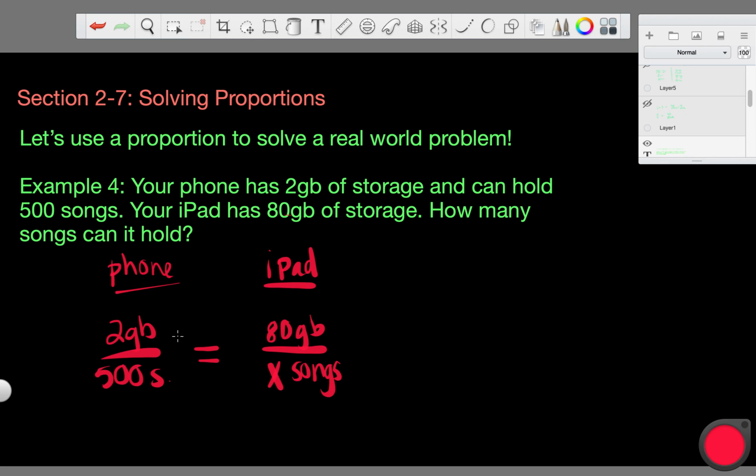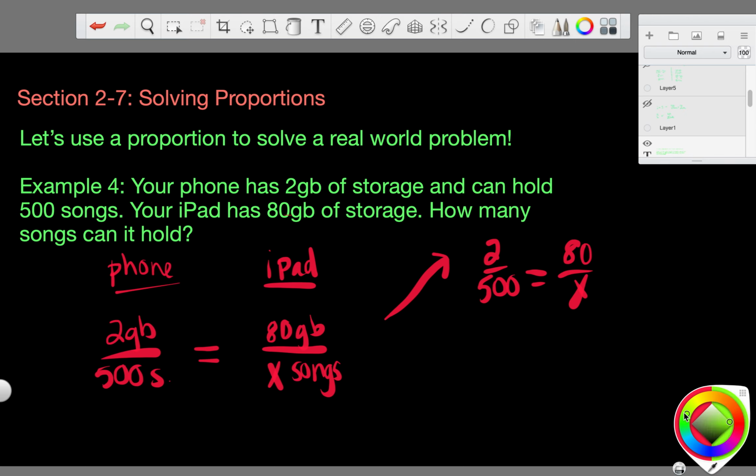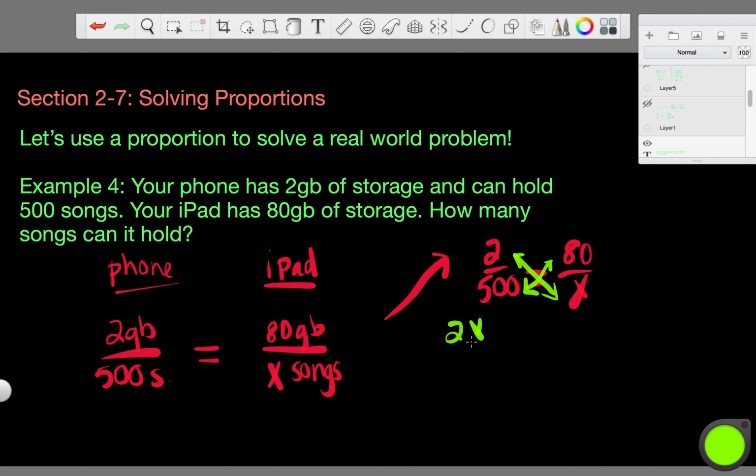Now, if I take all of my units away, I'm going to move it up here. I have 2 over 500 equals 80 over x. I'm going to solve this just as I solved my previous problems. I'm going to use my butterfly method. Okay, so 2 times x gives me 2x, and that equals 500 times 80, which is going to give me 40,000. To get x alone, I want to divide by 2, divide by 2. So I get that x equals 20,000.